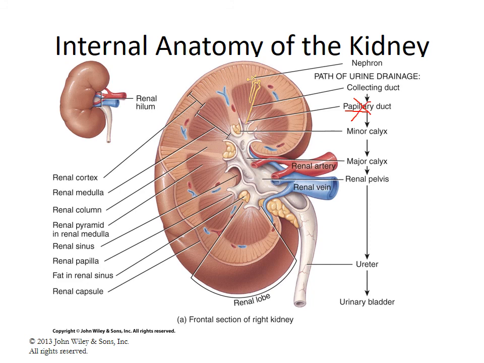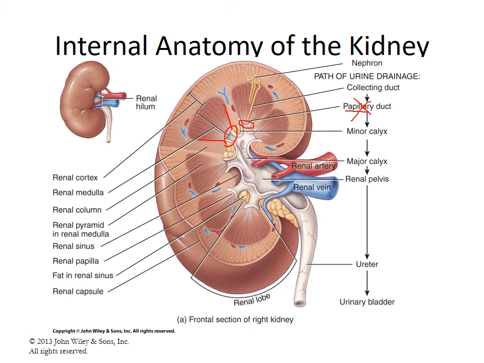But what I want to talk about next is the tubing system to get the urine that is formed here out of the kidneys. Each one of these pyramids comes down to a point, and I'm going to have a little area here that's the beginning of a tubing system.